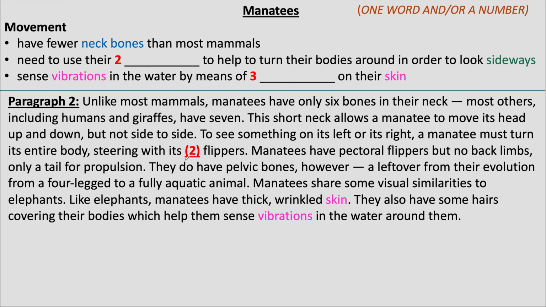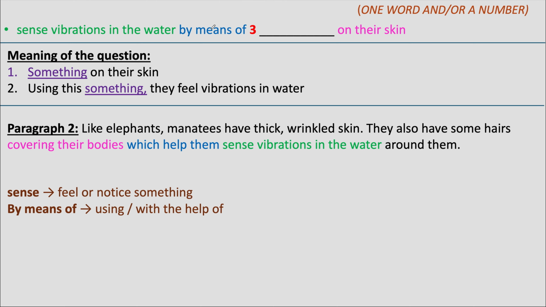The answer to question 3 comes after the answer to question 2. And the last sentences talk about skin and vibrations. In question 3, the phrase by means of means by using something. So we are looking for something that is on the skin of the manatees, and they use this something to feel vibrations in the water.